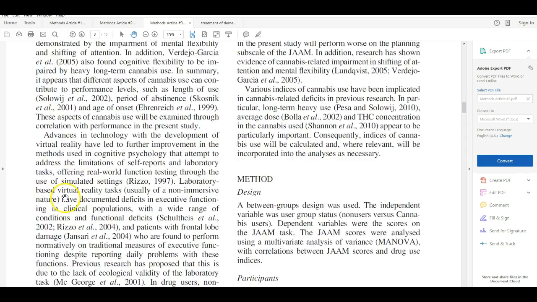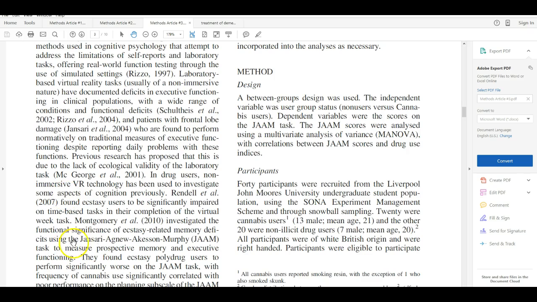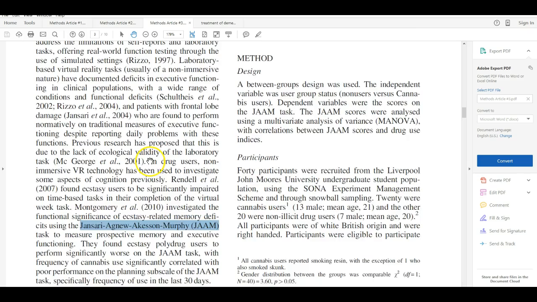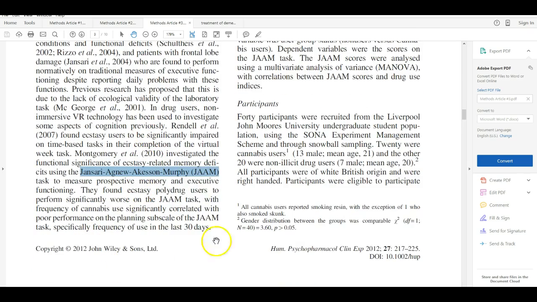I'm having a hard time finding this first instance of the, oh, here it is. So I had to search a little bit, but you can see here that the JAAM is the Jansari-Agnew-Atkinson-Murphy scale, and it's designed to measure memory. The authors of the test use their names.